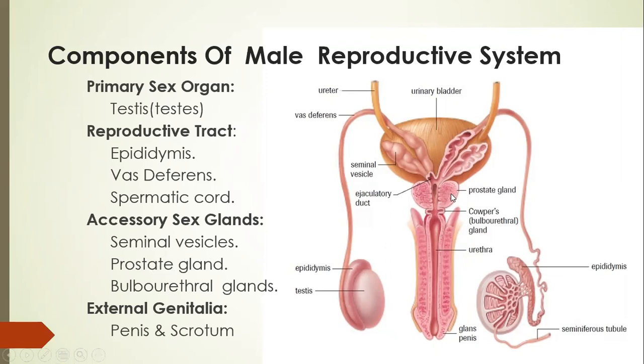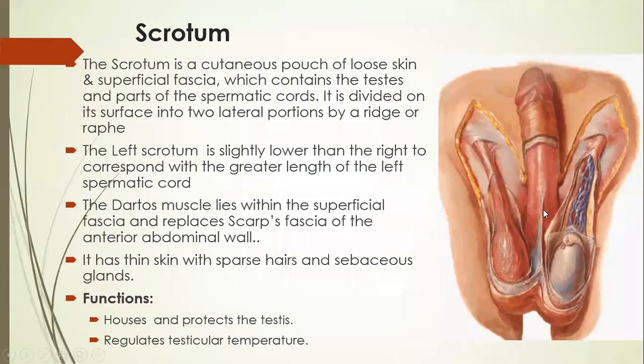Then we have the prostate. This is the prostate here. Then we have small glands called the bulbourethral glands. Here, just below the prostate, there are small glands called the bulbourethral glands, also called Cowper's glands. Then we have the external genitalia, including the penis as well as the scrotum. This bag here is called the scrotum, where the testes are present. We'll talk about the scrotum in some more detail.